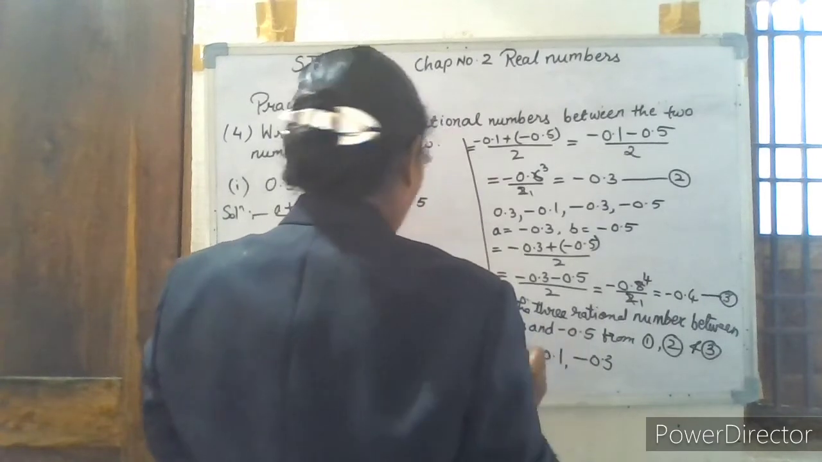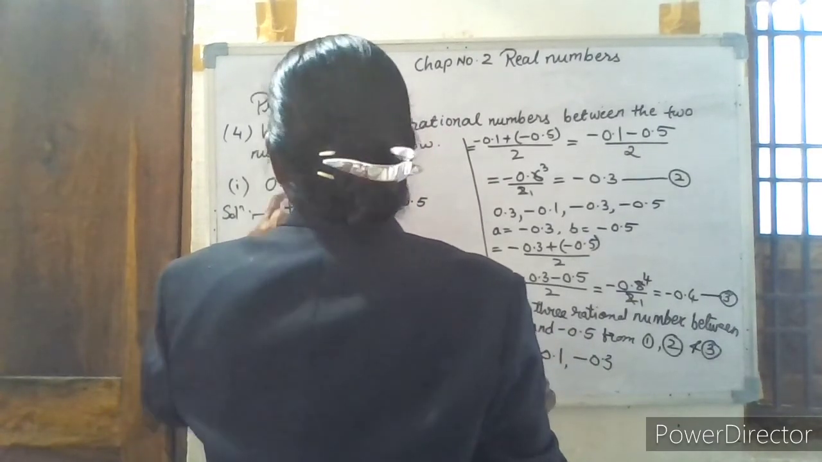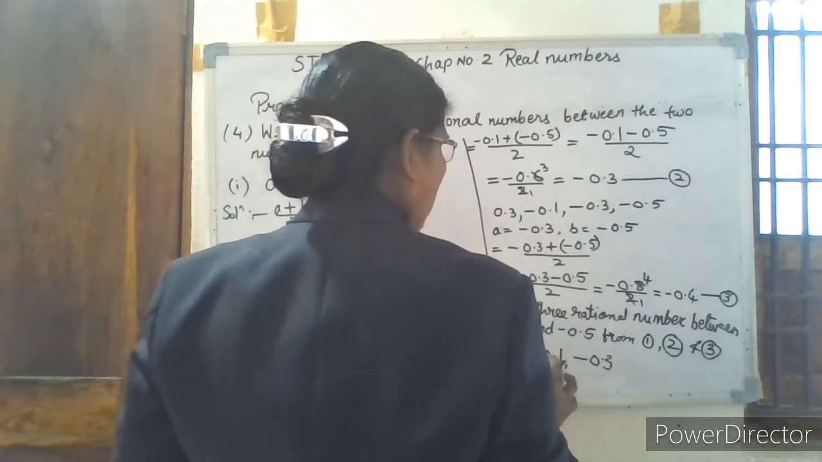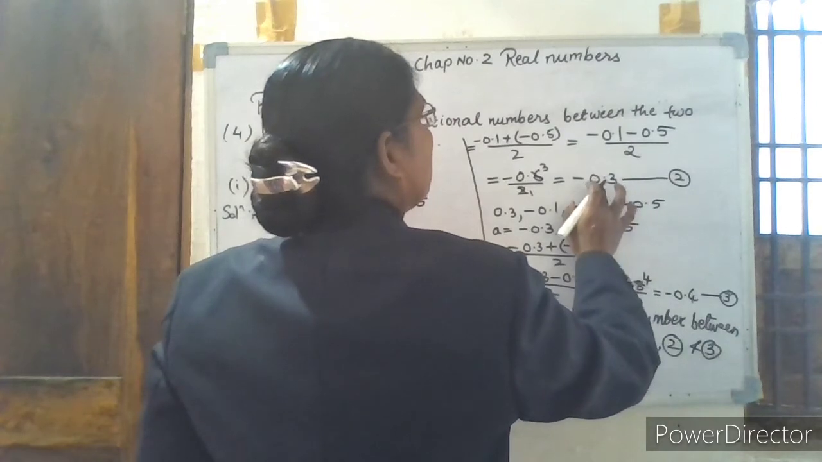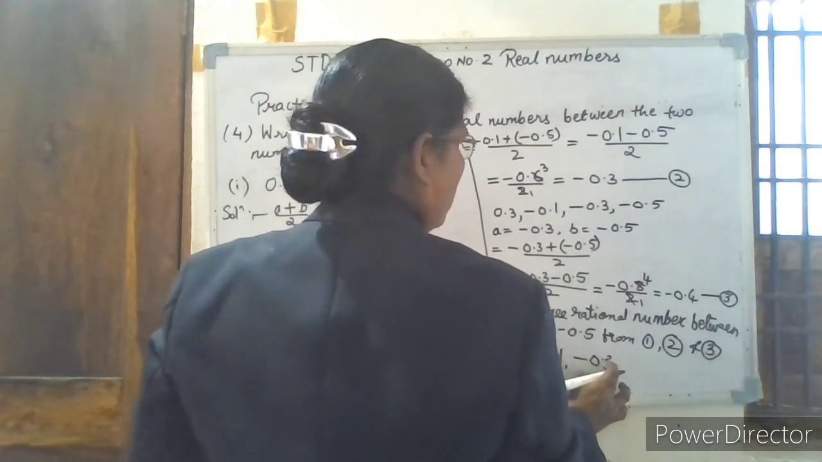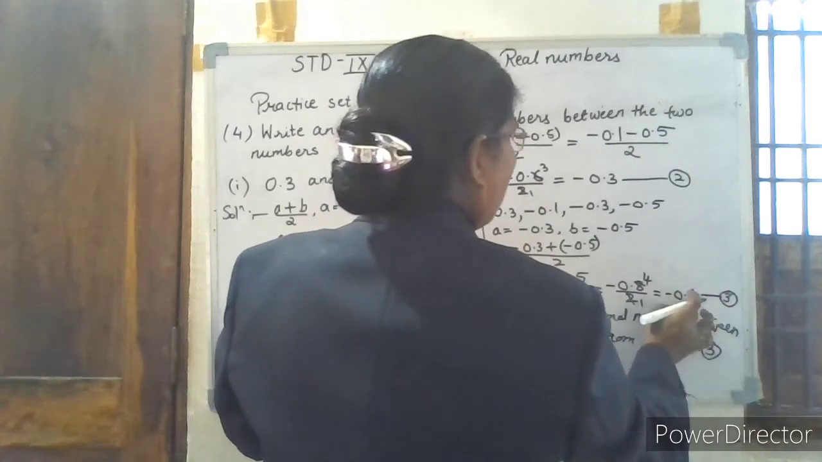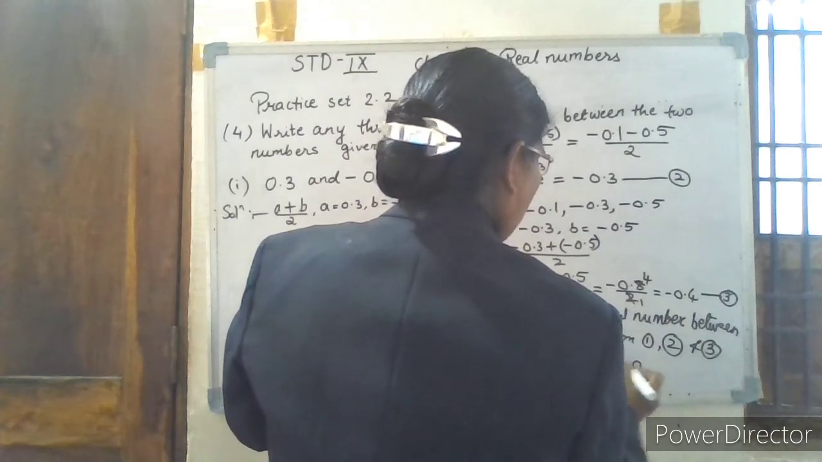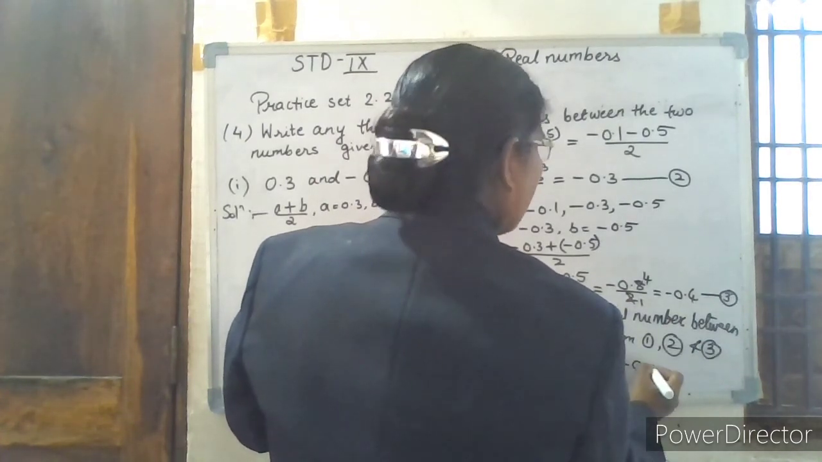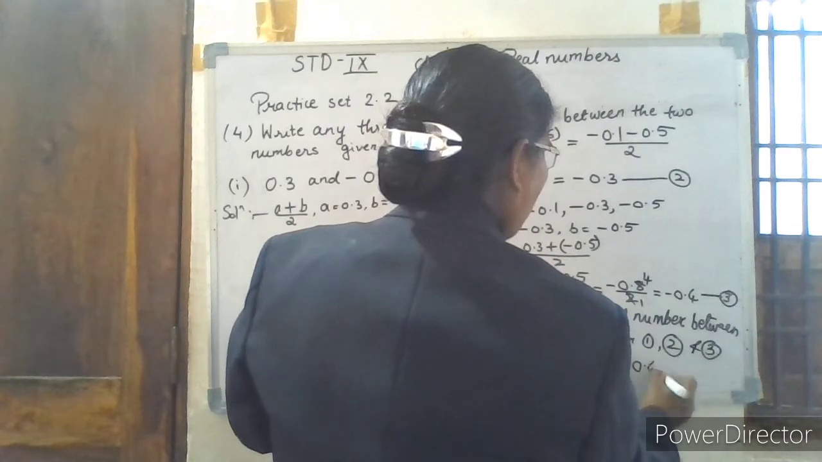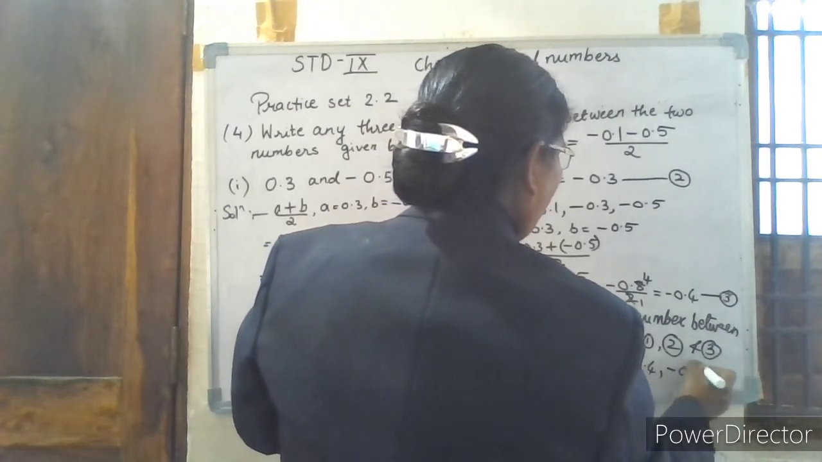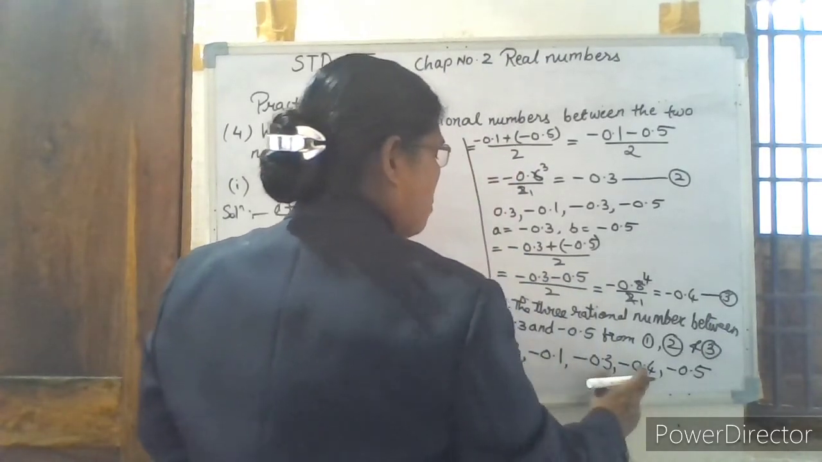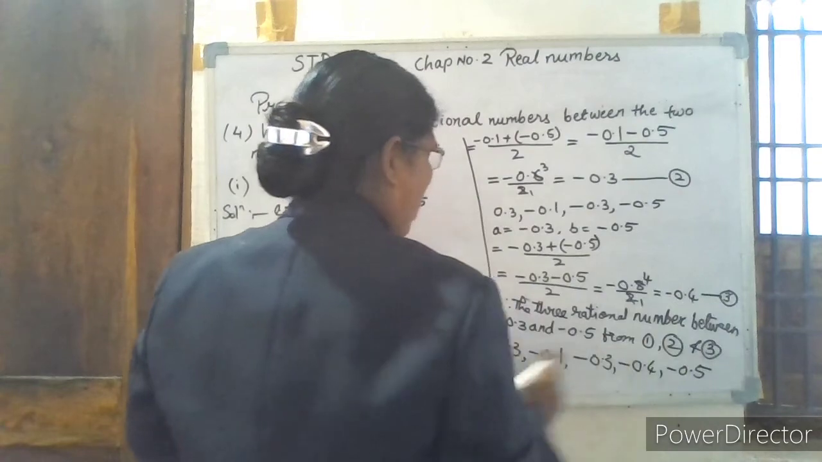Okay. So, your first number is 0.3. Second number is minus 0.1. Third number is minus 0.3. Fourth number, that is the third point, is minus 0.4 and the last given number is minus 0.5. Therefore, these 1, 2, 3 are the three numbers between the two given numbers.